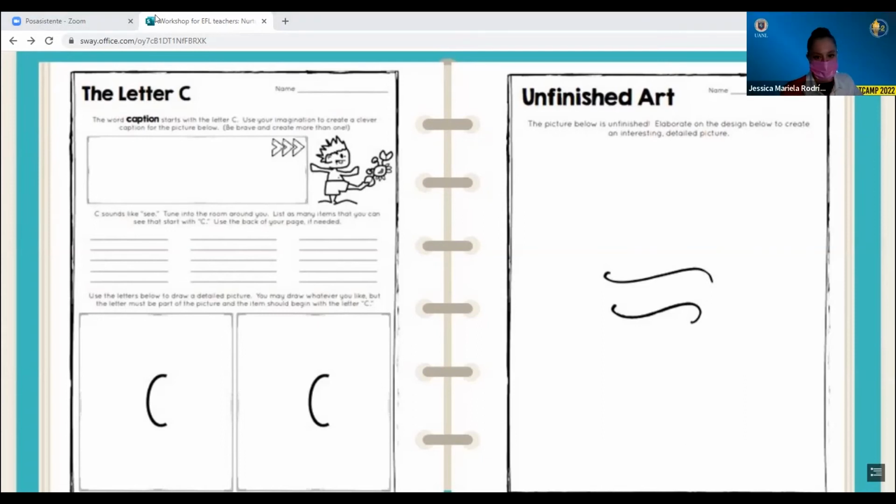And I'm gonna work on mine. I'm gonna do one, okay? I have the paper here.